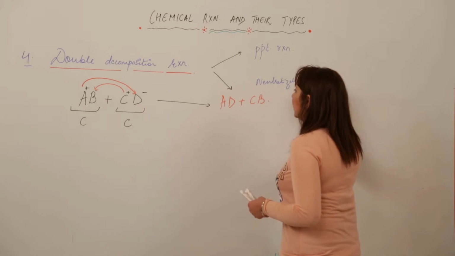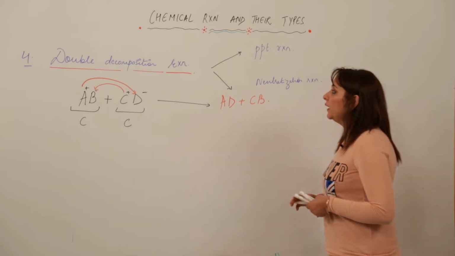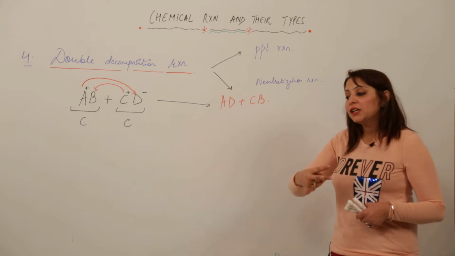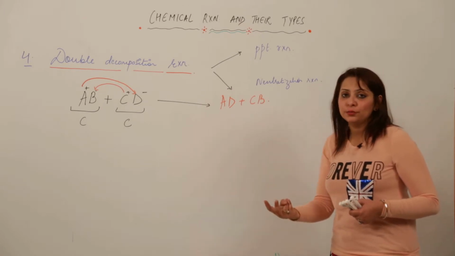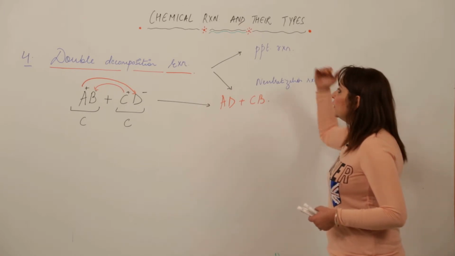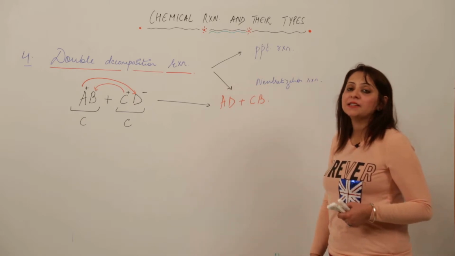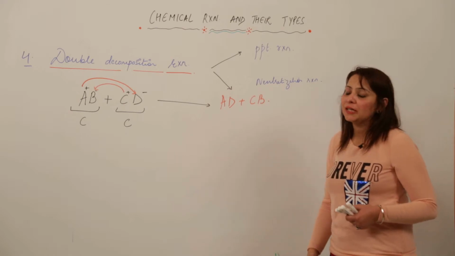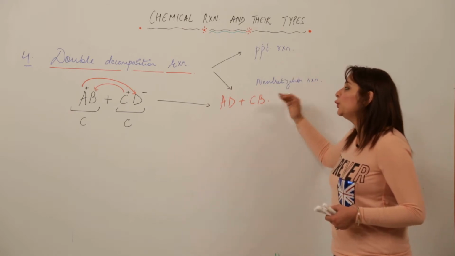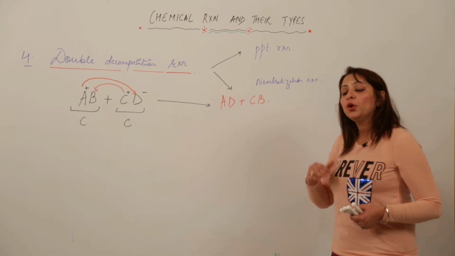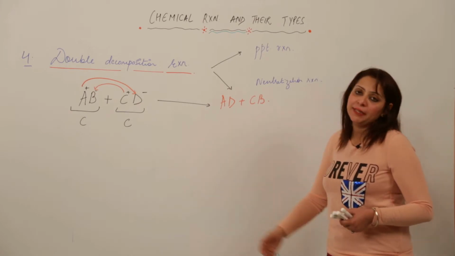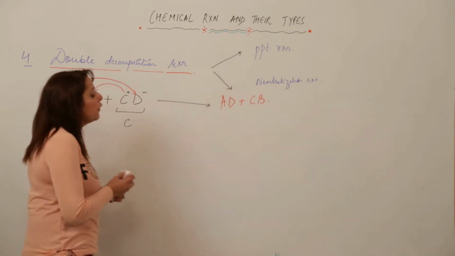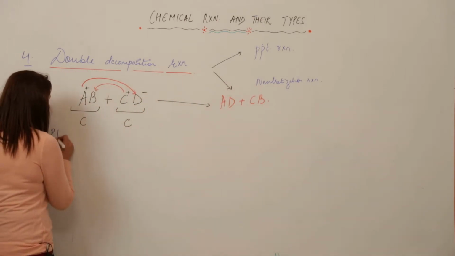As a result, the double decomposition reaction will form either of two changes: either it will lead to the formation of a precipitate, that is an insoluble substance, or it will lead to the formation of a neutral substance. So the precipitation reaction and the neutralization reaction both form subcategories of the double decomposition reaction. Let us look at an example for both of them. So first is the precipitation reaction.